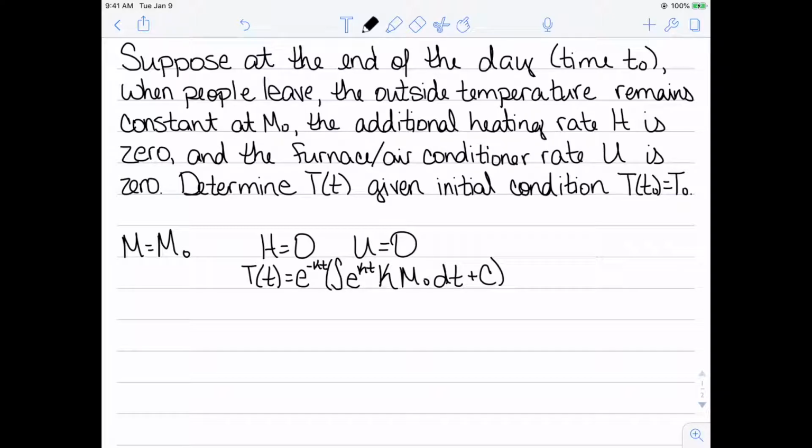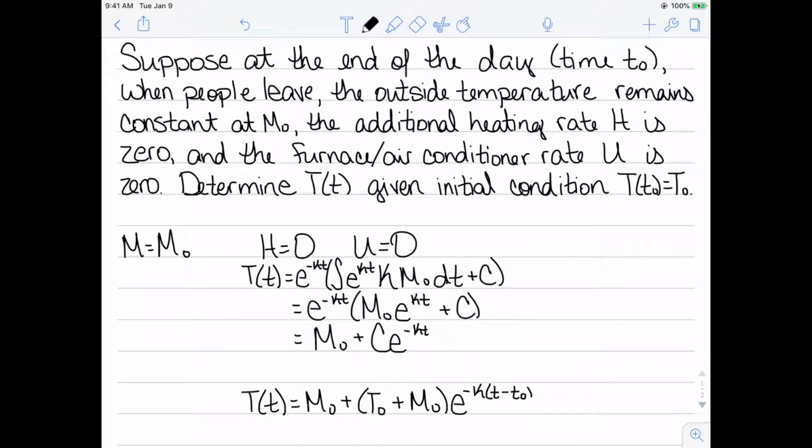Substituting these values into our formula for solving heating and cooling problems, we have T is equal to e to the negative kt times the integral of e to the kt times k m0 dt plus c. Integrating this gives me e to the negative kt times m0 times e to the kt plus c, which reduces to m0 plus c times e to the negative kt. We did have our initial condition, so we can stick that in. While I won't show all the details of solving that, we do get our value for c, and we can reduce this to m0 plus T0 minus m0 times e to the negative k times t minus t0.